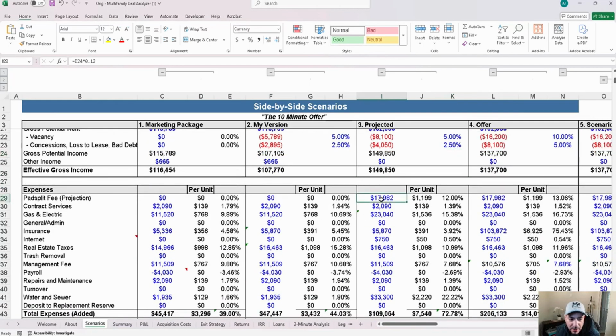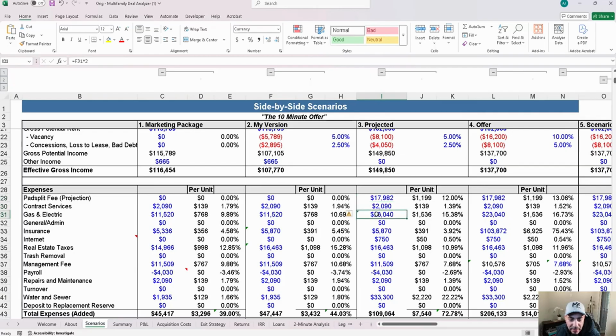So here I'm going to use PadSplit. If you don't know what PadSplit is, I'm going to drop the link here in the description so you can learn more about it. PadSplit is basically the platform that I'm going to use to advertise the property and get more tenants. And basically these are their fees.